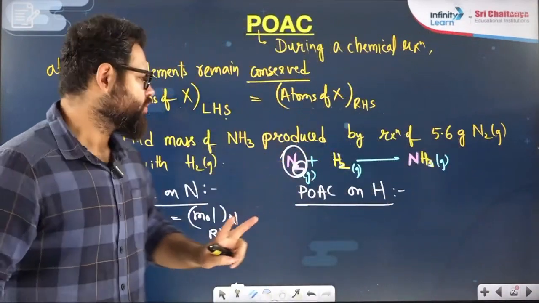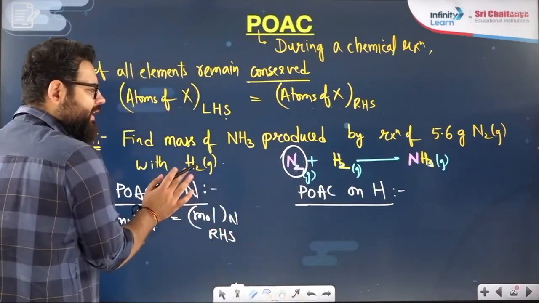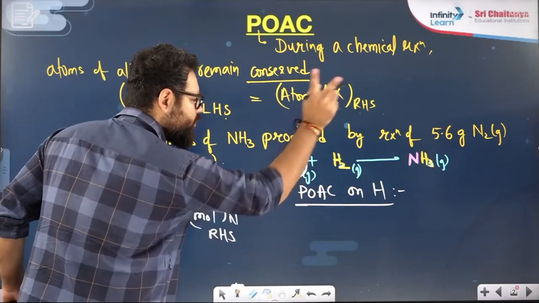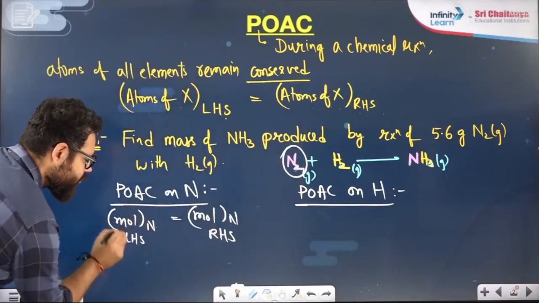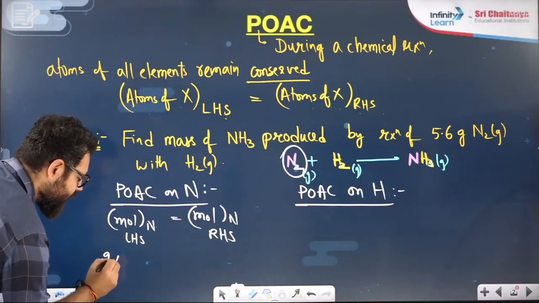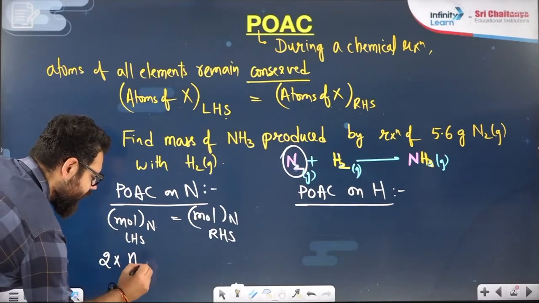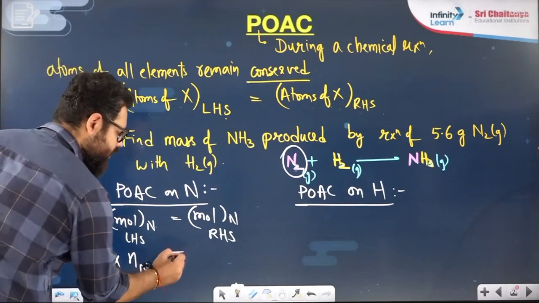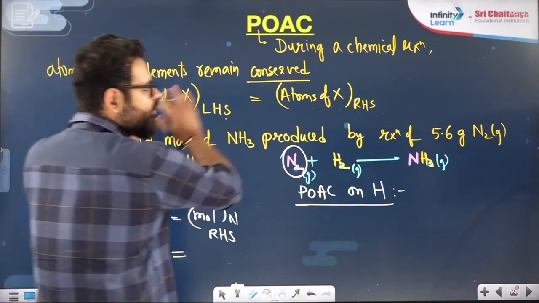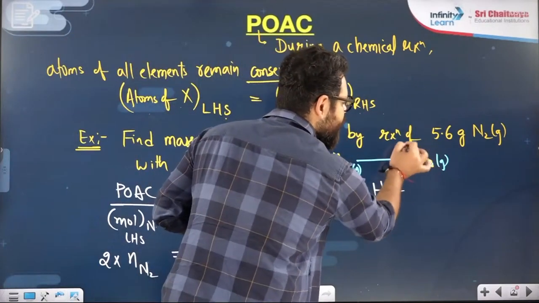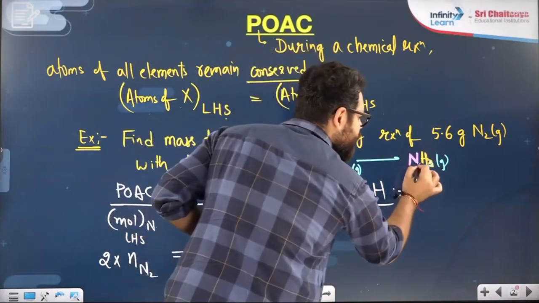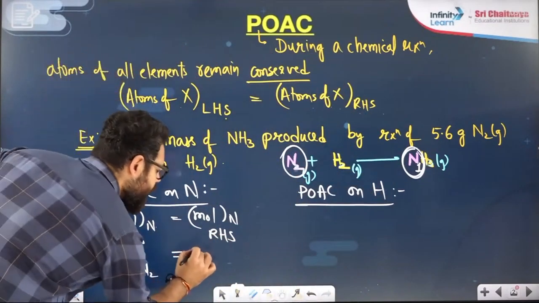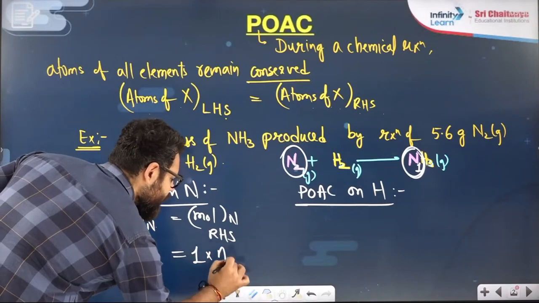So I will say left hand side, all the nitrogen atoms are present in N2 and each N2 contains 2 nitrogen. So can I say moles of nitrogen on left hand side is nothing but 2 times moles of nitrogen gas? And on the right hand side, all the nitrogen is present in ammonia, and looking at the formula, there is only 1 nitrogen in ammonia. So I can say moles of nitrogen are nothing but 1 times moles of ammonia.